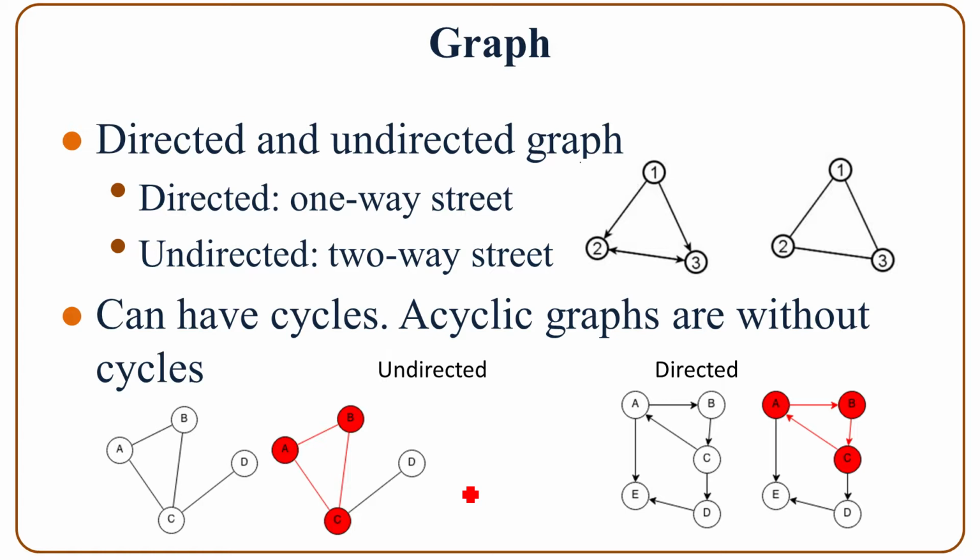We categorize graphs as directed and undirected graphs. A directed graph is like a one-way street. To describe a directed graph, we use arrows. For example, with the graph on the left, which is a directed graph, the edge between 1 and 2, we use an arrow.